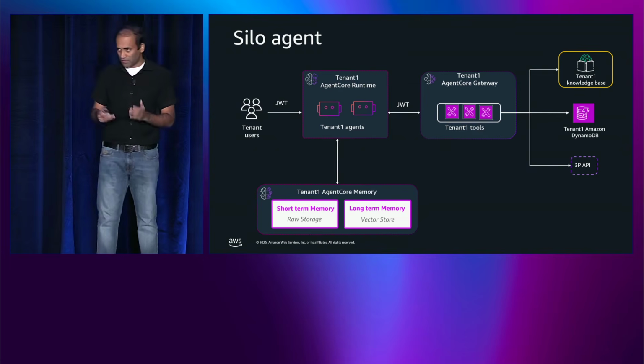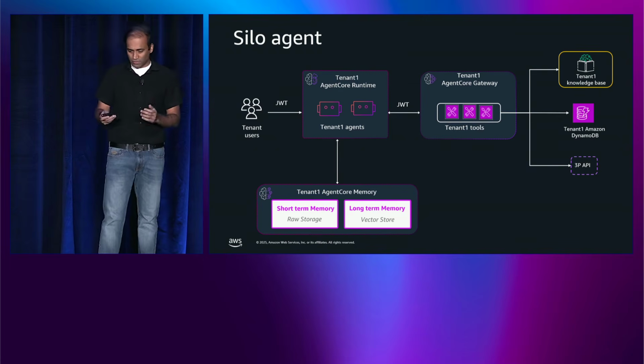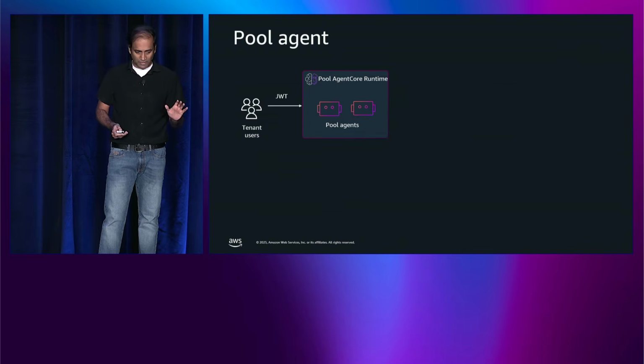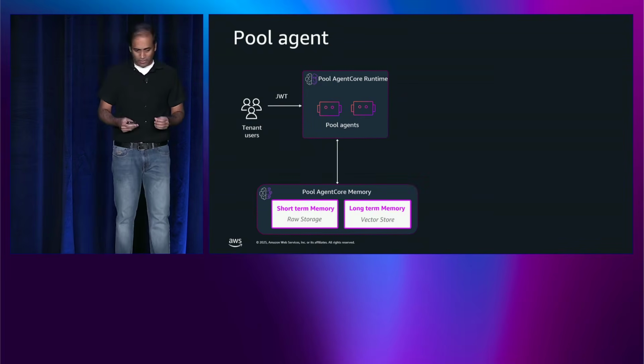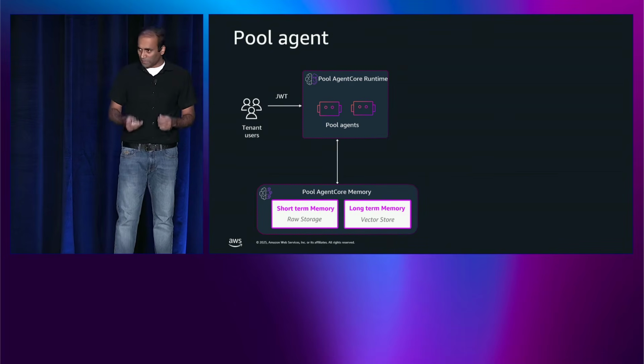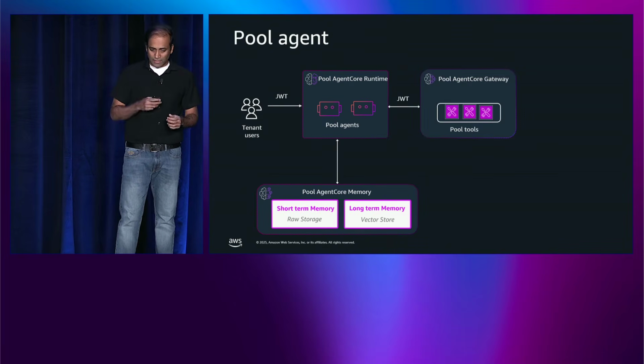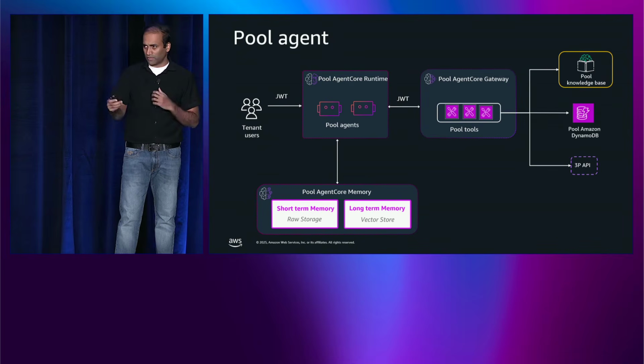In this case, I'm just showcasing some of the AWS resources, and also it can be a third-party API. This would be the silo agent, whereas moving on to the pool agent, using a similar pattern where you have your pool agents deployed in a pool agent core runtime, configured with a pool agent core memory, and then it is also configured with a pool agent core gateway where you have pool tools which are trying to reach out to the pool AWS resources.